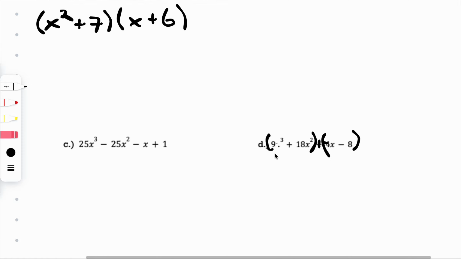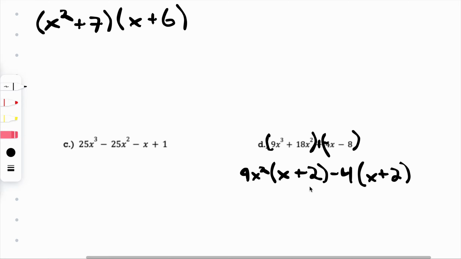Just remember that. So the greatest common factor we can factor out of 9x cubed plus 18x squared is 9x squared. So we factor that out. We're left with x plus 2. And here, the greatest common factor we can factor out of negative 4x minus 8 is going to be negative 4. So we bring out that negative 4 and we're left with x plus 2.